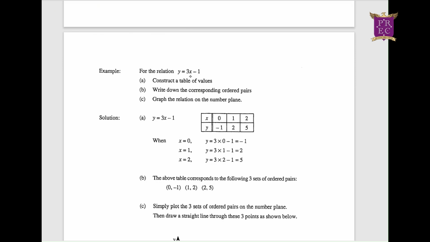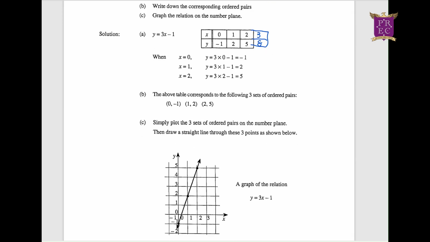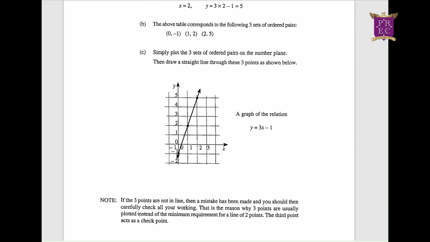So if you're substituting x to be 0, what you're left with is -1, because 3 times 0 is 0, and you're left with -1. So you write -1 in the y box there, and you do the same for the rest of the numbers, and so on and so forth. Let's try doing 3 here. So we substitute 3 to be x. 3 times 3 minus 1, which is 9, minus 1 gives us 8, so that's the answer. That's what we do. Alright, let's keep going.